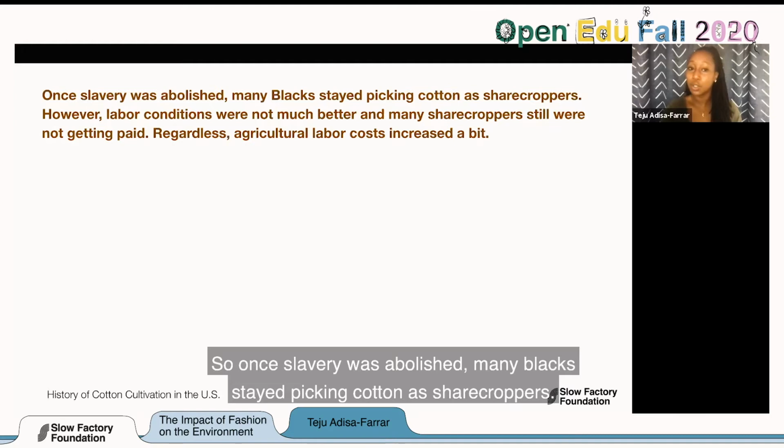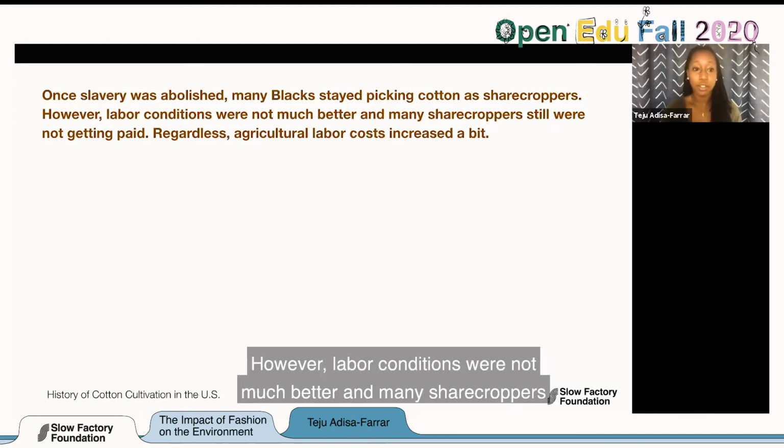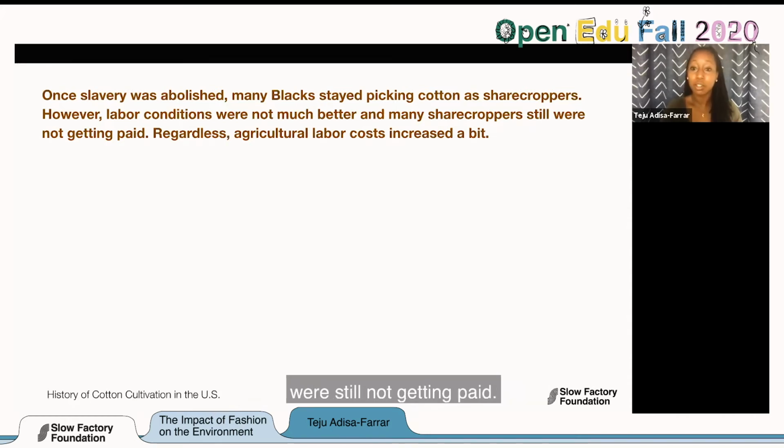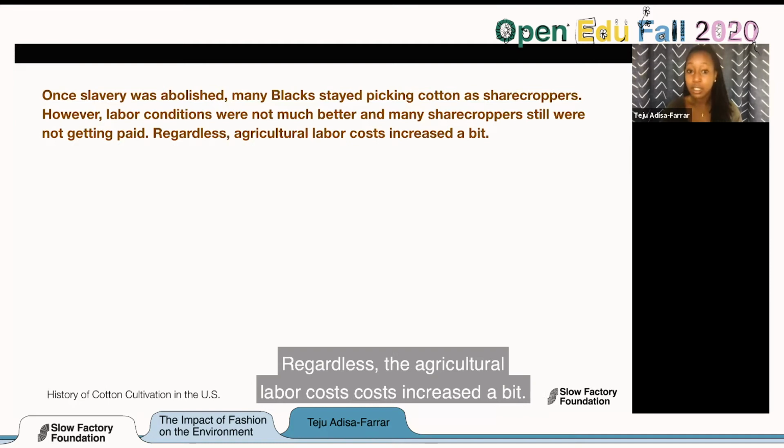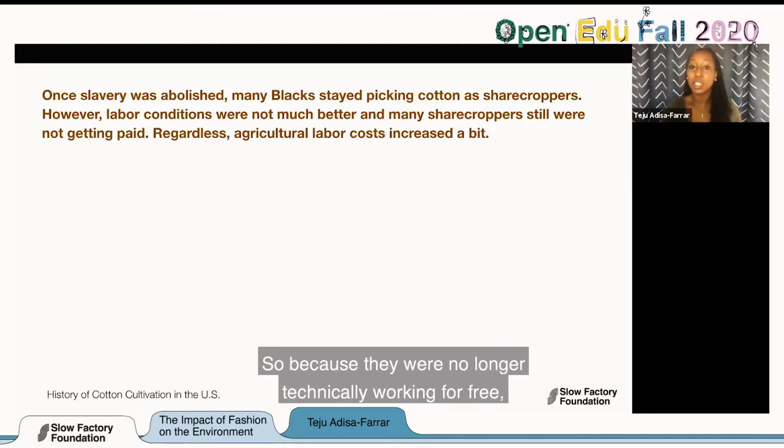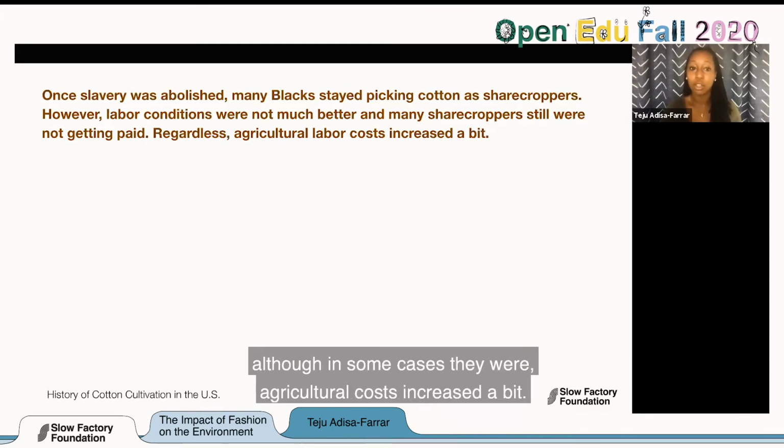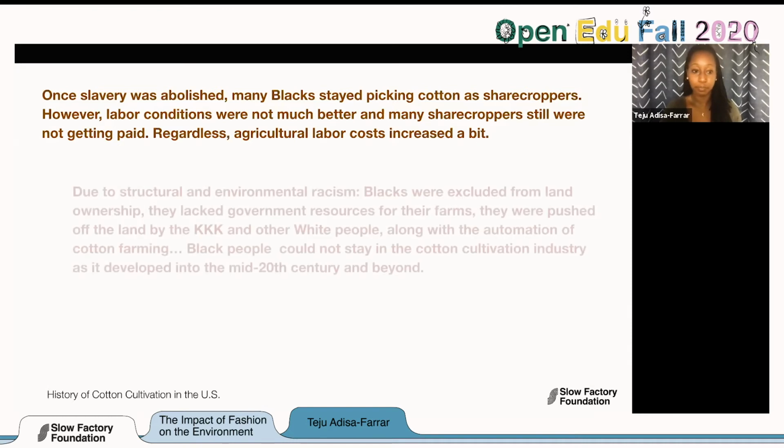So once slavery was abolished, many Blacks stayed picking cotton as sharecroppers. However, labor conditions were not much better, and many sharecroppers were still not getting paid. Regardless, agricultural labor costs increased a bit. Because they were no longer technically working for free, although in some cases they were, agricultural costs increased a bit.